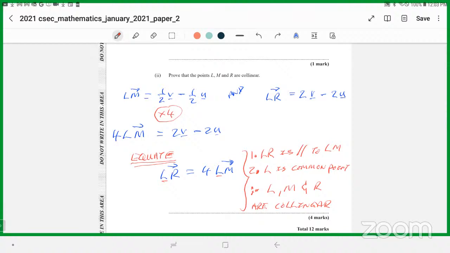This is a proof for collinearity. Any question that tells you to prove or show that points are collinear, these 2 things must be stated. That the vectors are parallel and which point is a common point. Then you can make that conclusion. Because if these 2 things exist, then this conclusion can be drawn. And that's how this proof is done. All right? Good.